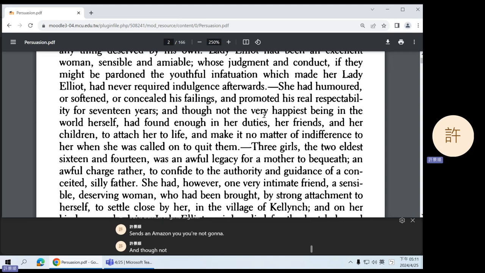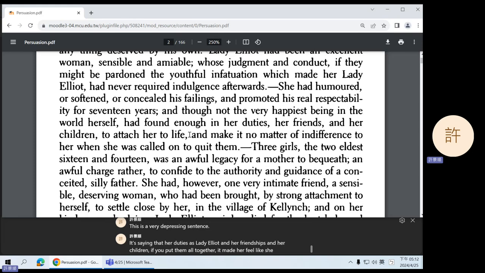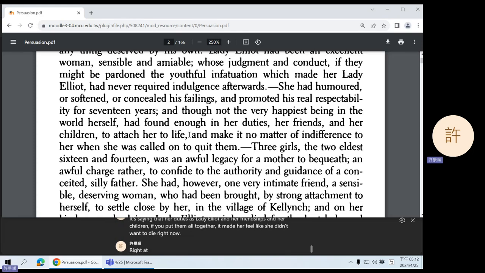And though not the very happiest being in the world herself, being here just means person, right? Human being. So even though she was not herself the very happiest person in the world, had found enough in her duties, her friends, and her children to attach her to life. This is a very depressing sentence. It's saying that her duties as Lady Elliot and her friendships and her children, if you put them all together, it made her feel like she didn't want to die right now. Right? Attach her to life. She feels like life is still worth living. It is still worth doing things in this life.